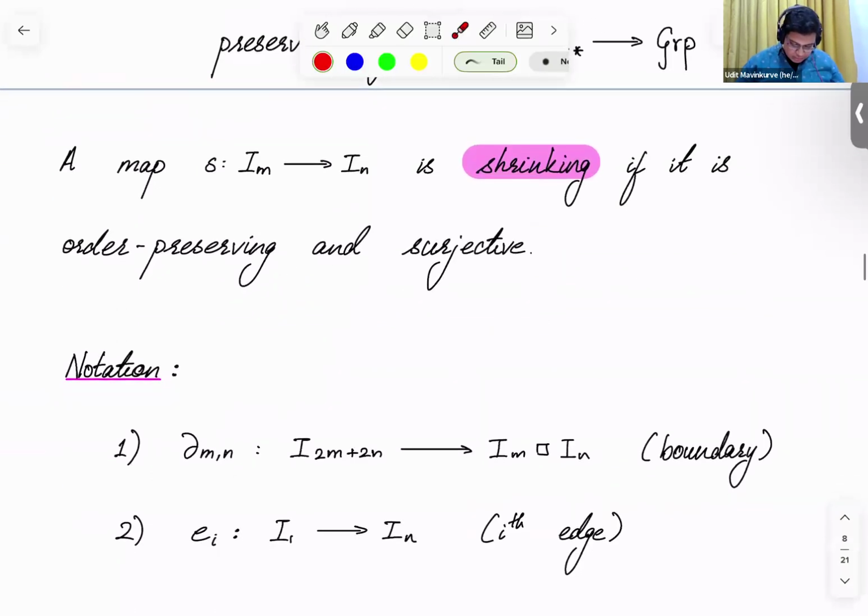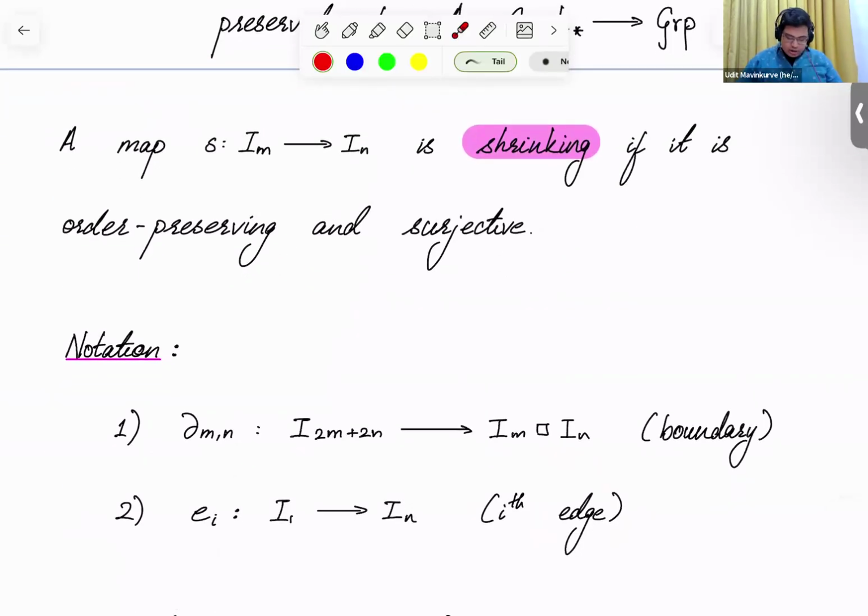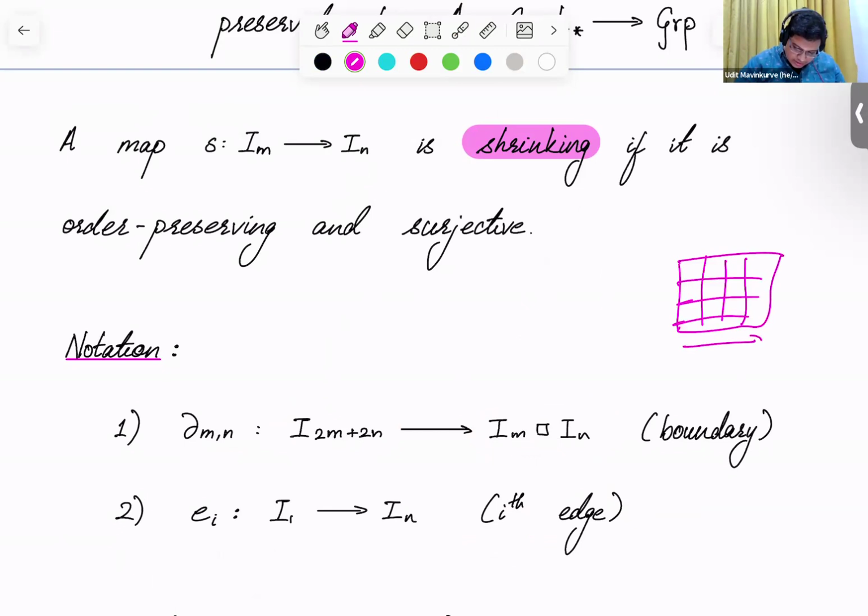Okay, so I want to introduce some notation. You have this map ∂_{m,n}, which goes from an interval of size 2m plus 2n to the product I_m □ I_n. So that's basically an m by n grid. It looks something like this, where this is maybe m and this is n. And what this map is doing is basically taking the 2m plus 2n sized interval and wrapping it around the boundary.